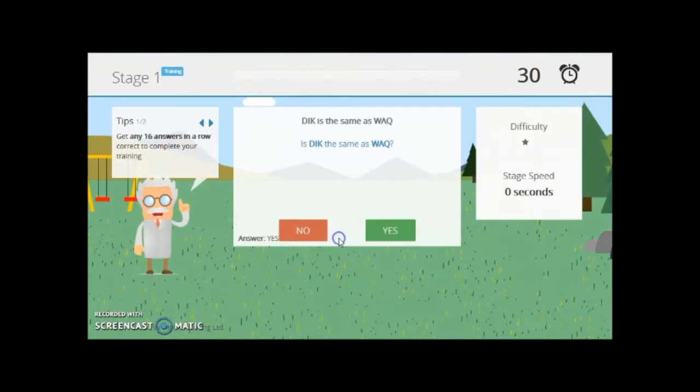So as I start the training, they're going to provide a statement. In this case, it's a single statement. You can see difficulty is very low, but it states that DIK is the same as WAQ. These are arbitrary letters. They have no real meaning other than being a 3-letter identification, so these will change as they go. So the question is, is DIK the same? The answer is yes, so I click on yes.